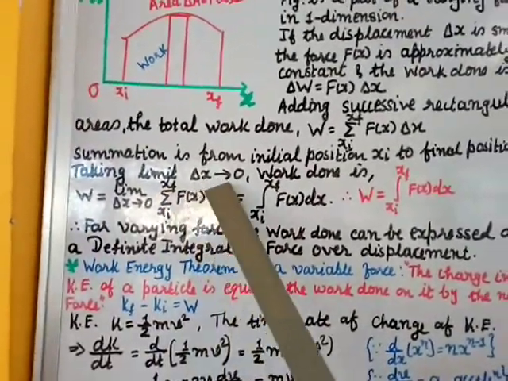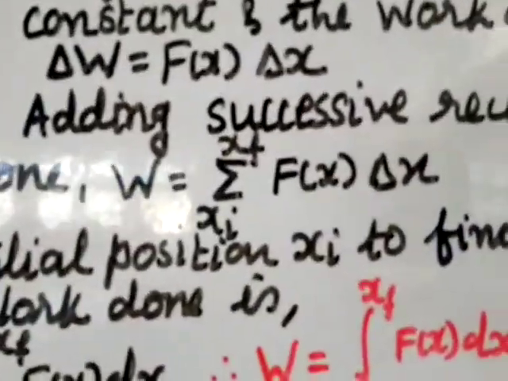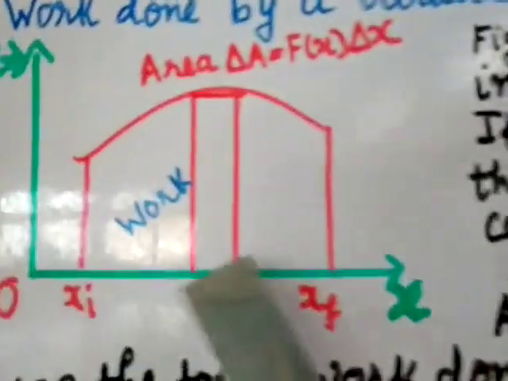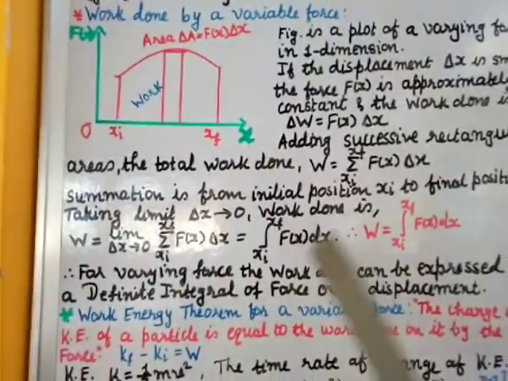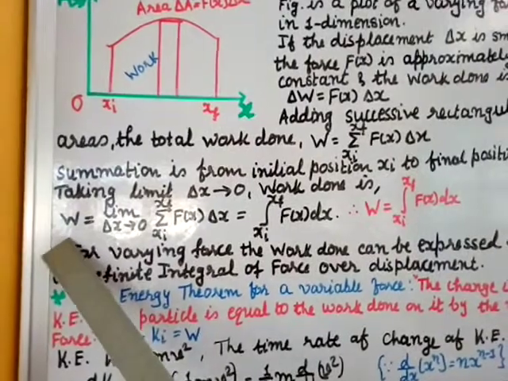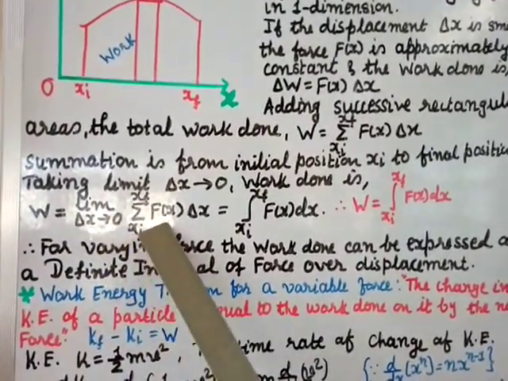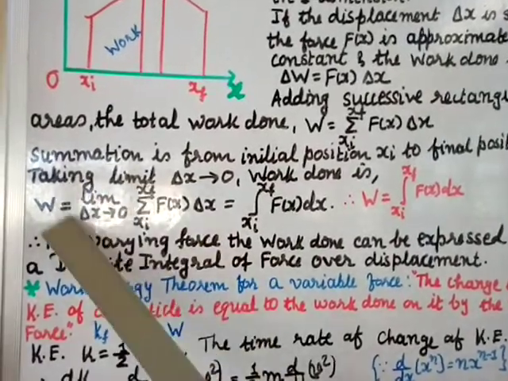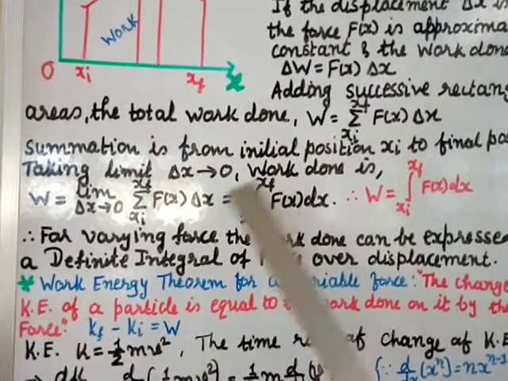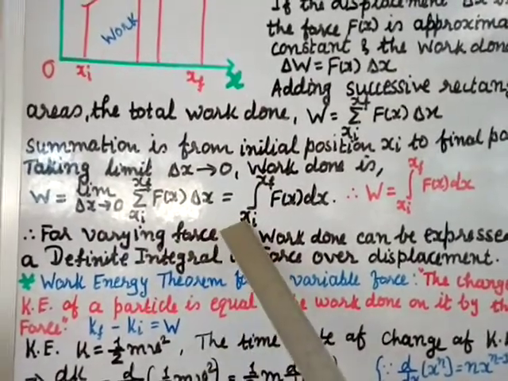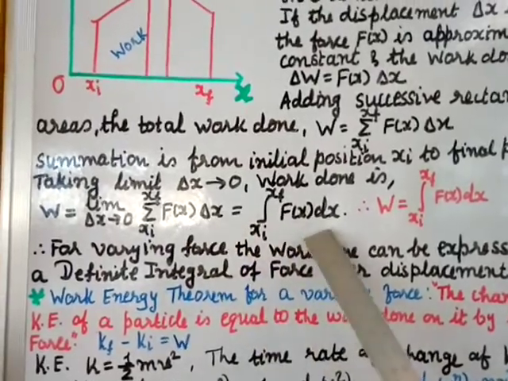Taking the limit delta x tends to 0, now suppose in this summation we take delta x very small. Here I have taken it a little bigger, but suppose I take it approaching 0. Then the total work done W is equal to the limit as delta x tends to 0 of the sum from xi to xf of f of x delta x. This limit of the sum converts into an integration, so you can write the integral from initial position xi to final position xf of f of x, and delta x is written as dx.